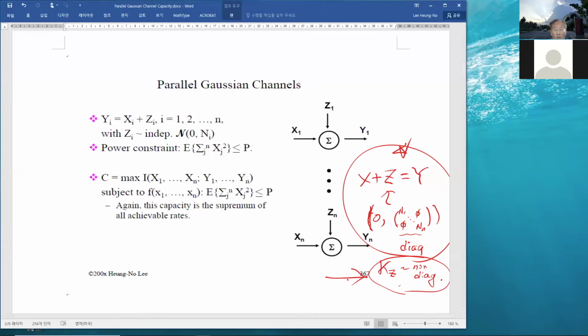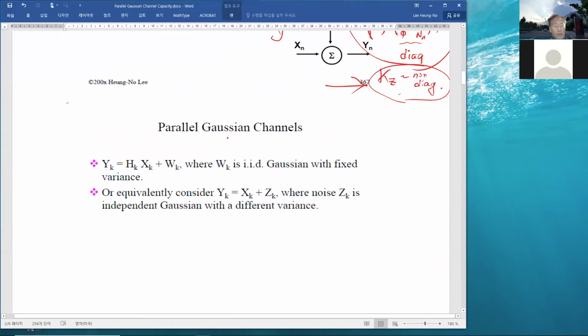So in this particular case, all we have to define is this covariance matrix of the noise, and given this channel, we want to find the capacity of this channel, with a constraint on the power. So we have this much power given to you. How do you allocate this power to different channels so that you can obtain the capacity? So that's the parallel Gaussian channels.